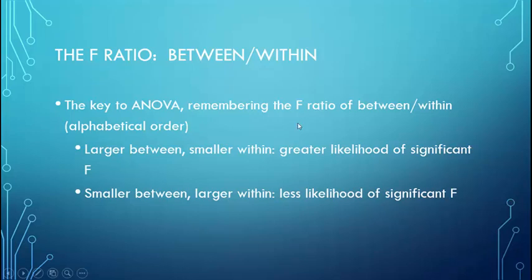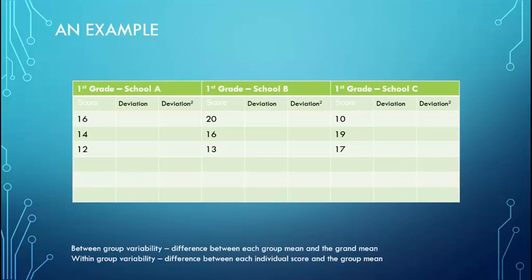So like I said, between, over, within in alphabetical order. Larger between group variability and smaller within group variability means you're going to have a greater likelihood of a significant ANOVA. When you have small between group variability and large within group variability, you have less likelihood of a significant ANOVA or F ratio. So we're going to go through a few examples here to try to help you understand the idea of between and within group variability.